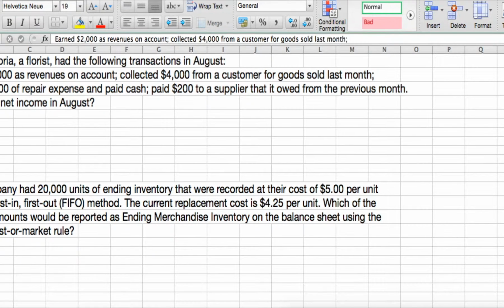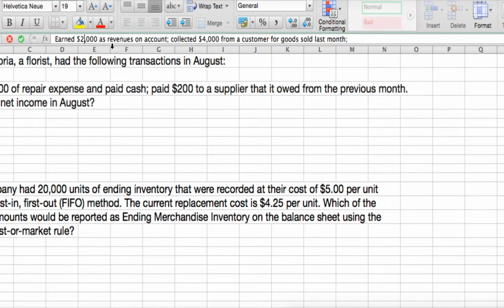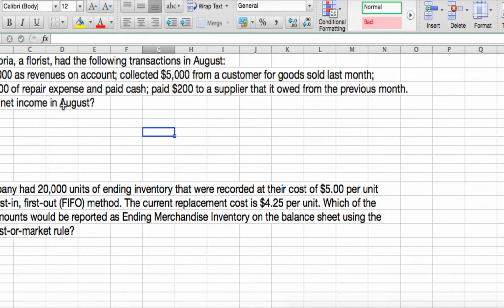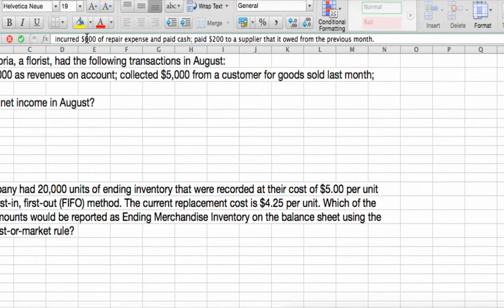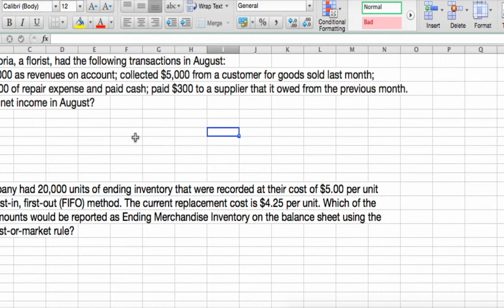She earned $2,000 revenue. So we're going to change that to $3,000 revenue on account, and collected $5,000 from a customer for goods sold last month. Incurred, we have $600 of repair expense. I'll change that to $800. And paid $200 to a supplier. I'll change that to $300. There we go, different numbers.